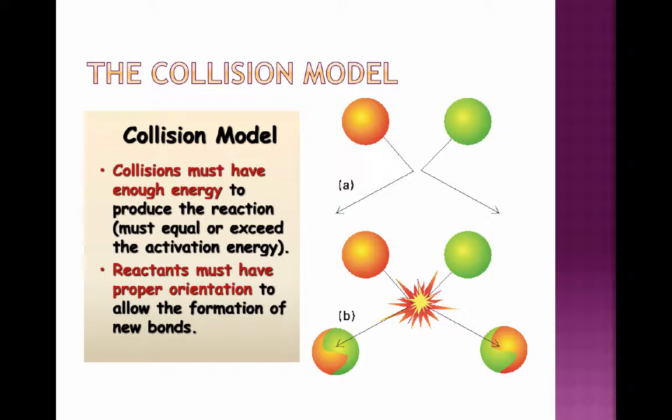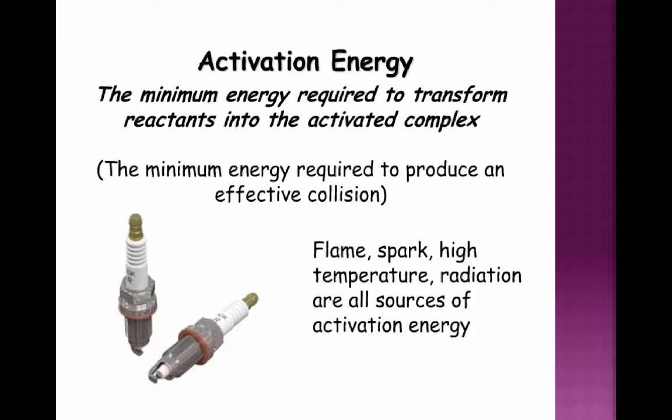According to the collision model, we know that atoms are moving all the time. Sometimes when they collide, if they have enough energy, they can combine to create compounds. Not only that, they must also have the proper orientation. So all atoms are constantly in motion, but the only time they can bond with each other is when they have enough energy to collide together and also the proper orientation.